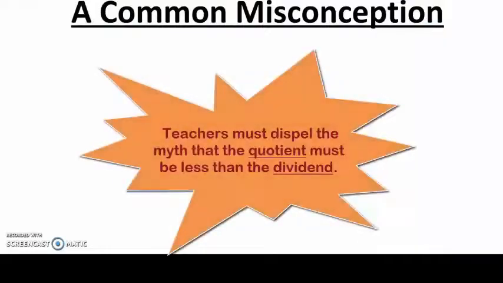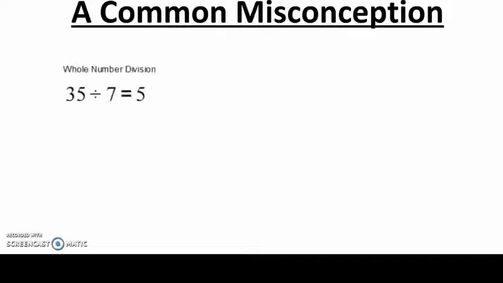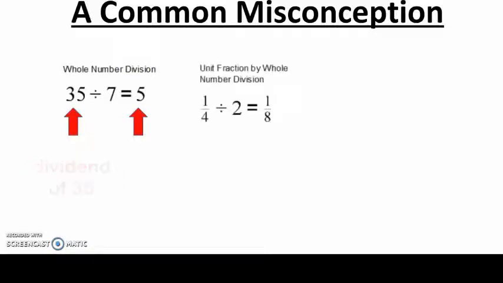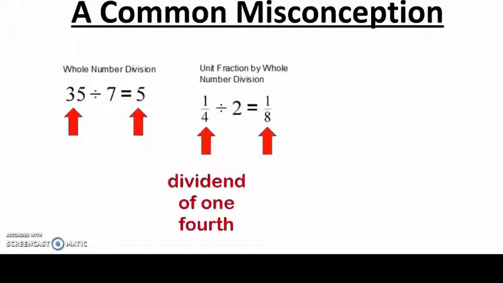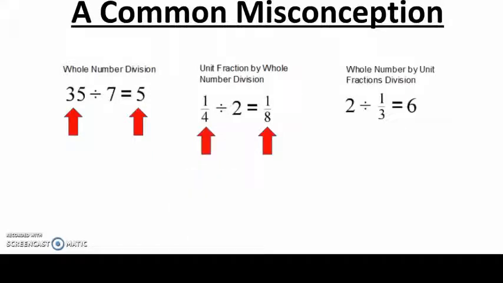Students' prior understanding of whole number arithmetic often interferes with their emerging fraction number sense. In the case of fraction division, do not be surprised that students initially believe that the value of the quotients are always less than the value of the dividend, as seen here, where the quotient of 5 is smaller than the dividend of 35. Also in the equation 1/4 divided by 2, our quotient of 1/8 is also smaller than the dividend of 1/4. But, as seen in this next equation, 2 divided by 1/3, our quotient of 6 is larger than our dividend of 2.